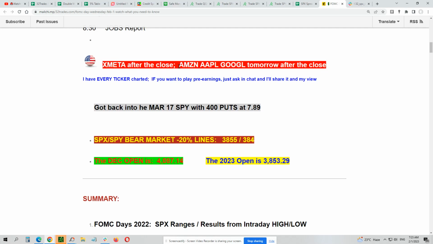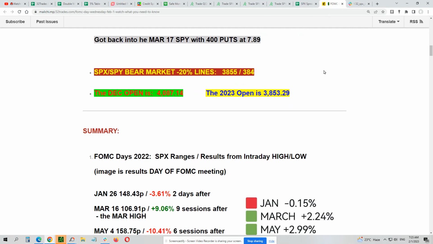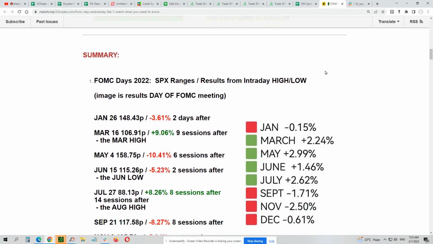Meta is reporting after the close. Amazon, Apple, Google tomorrow after the close. I got back into the March 17th SPY puts after flipping them the other day, and I took the 400s. No specific reason. I got a good $200 profit on the other ones, on each. So I decided, yeah, why not go down a little bit? Got a lot of time on these, and I know where my charts are.